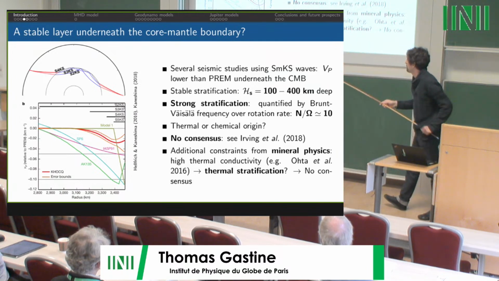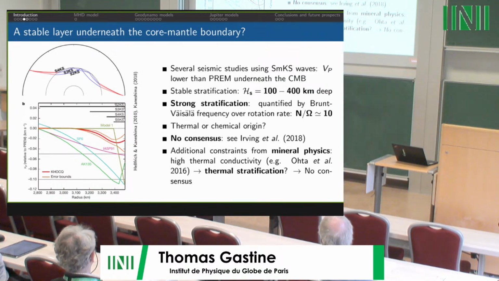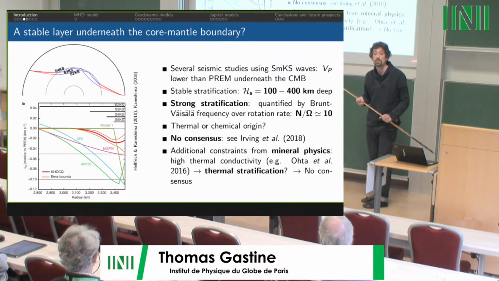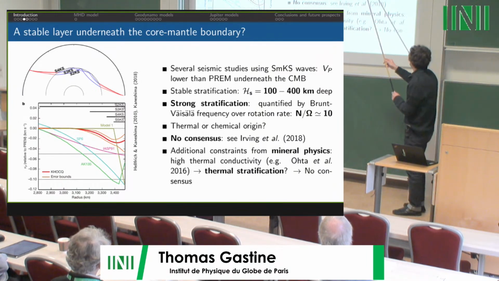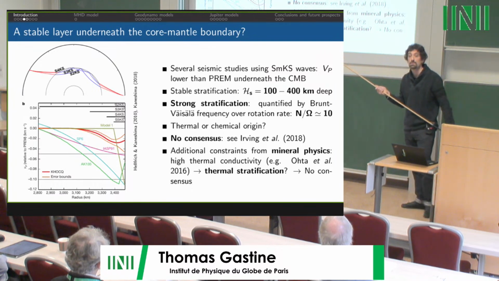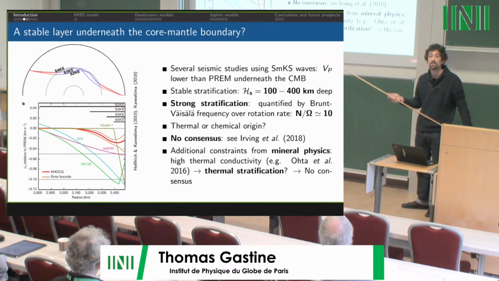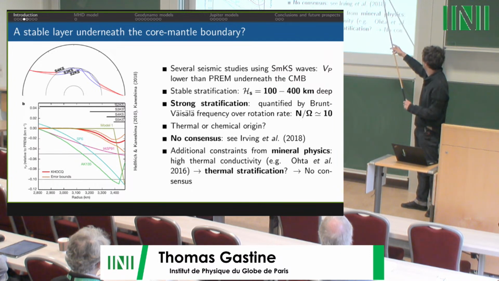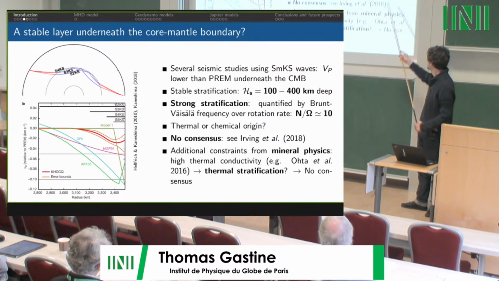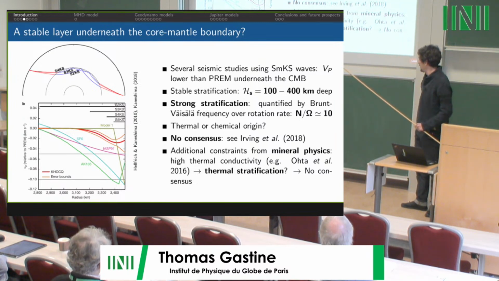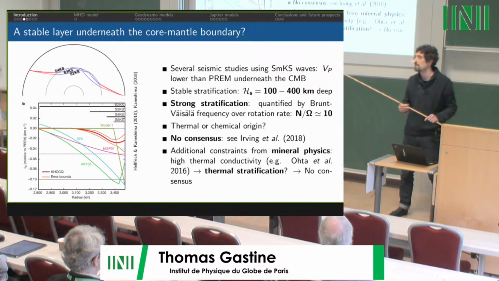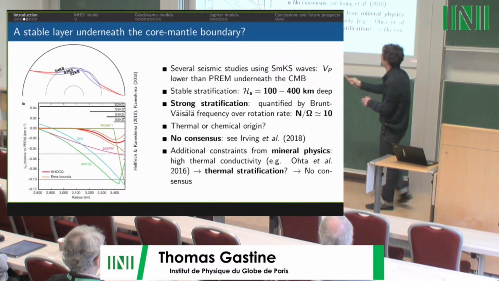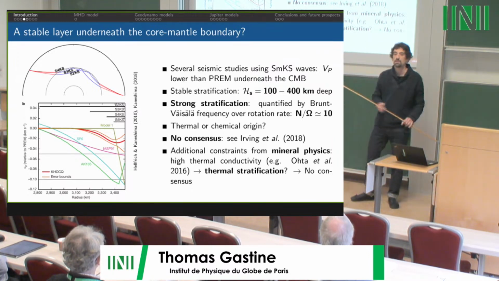And what they found is a P-wave velocity which was actually smaller than the preliminary reference Earth model, PREM. And this difference has been attributed to a possible stratification of chemical composition, which could range from 100 to 400 kilometers underneath the core mantle boundary, with a strong degree of stratification in terms of Brunt-Väisälä frequency normalized by the rotation rate, with a value of order 10. And so I must stress that there is no consensus on that. For instance, Irving and collaborators in 2018 attributed the difference to PREM rather than to subtle changes in the equation of state.